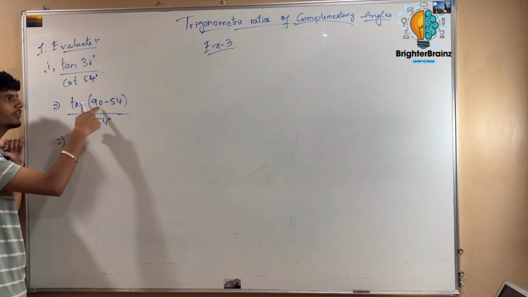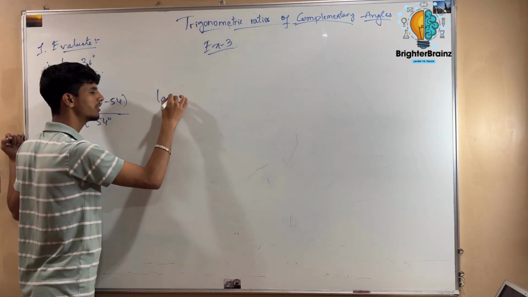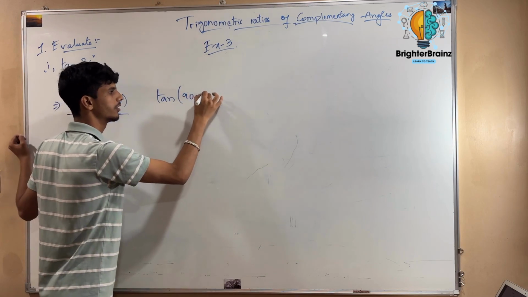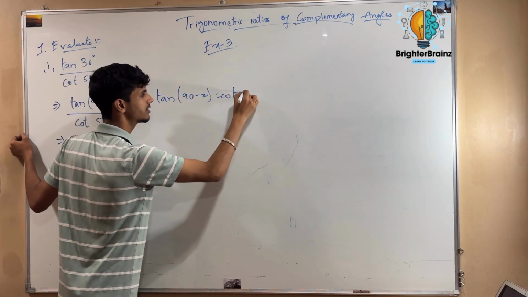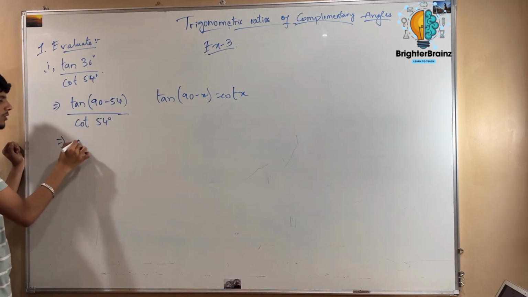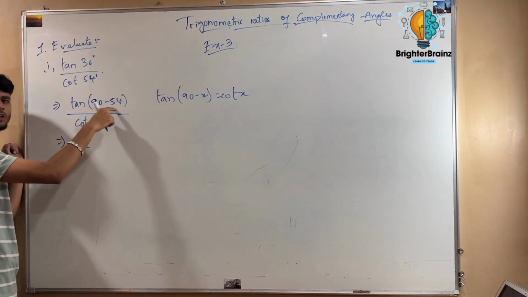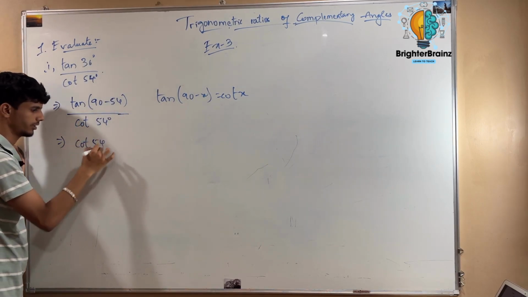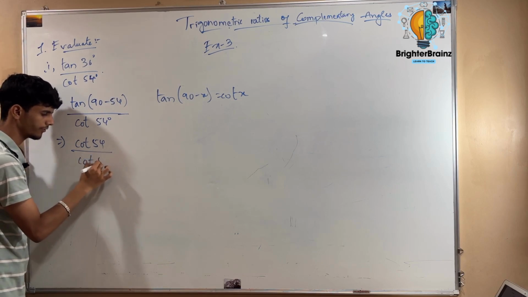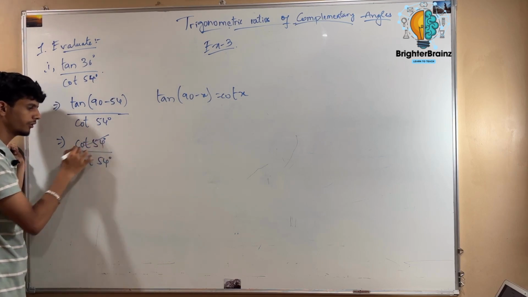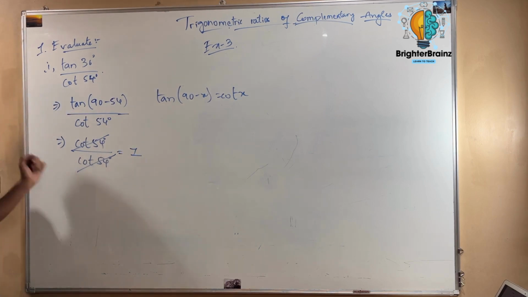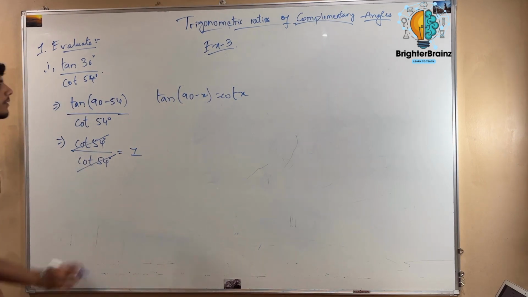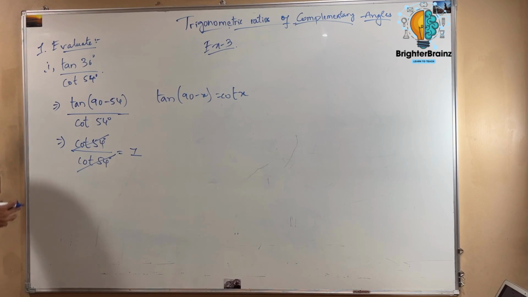Now tan of 90 minus x. We know that tan of 90 minus x is cot x. Very good. So cot, what is the x value here? 54 degrees, divided by cot 54. Now cot 54 degrees and cot 54 degrees cancel and the result will be 1.